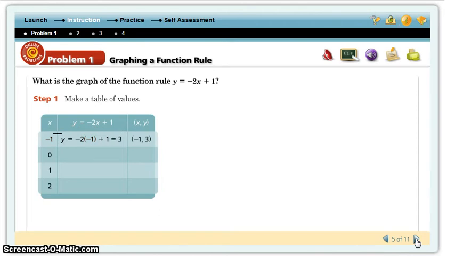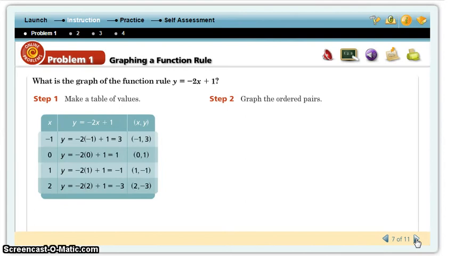When x is -1, y equals 3. That gives you the ordered pair (-1, 3). When x is 0, y equals 1. When x is 1, y equals -1. Just substituting in each one of those values for x. And when x is 2, y equals -3.